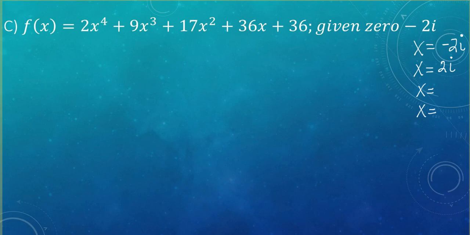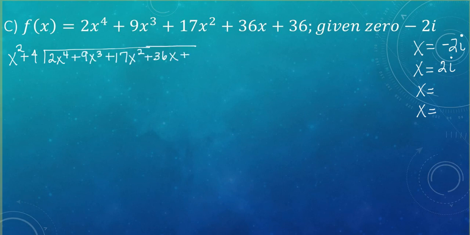In order to do that, we're going to do long division. If you multiply x minus 2i times x plus 2i, you get x squared plus 4. So that's what we're going to divide into our polynomial. And again, we're going to follow the steps for long division.